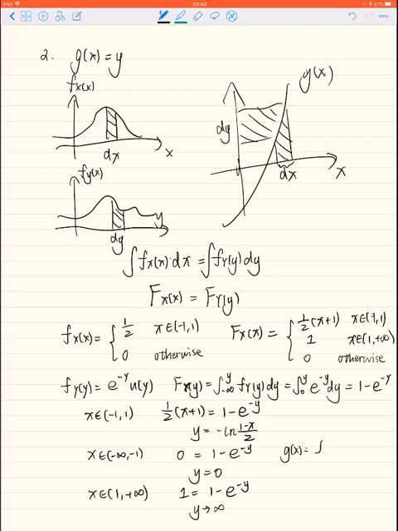And now we know that g(x) equals 0 when x is less than -1. And when x is ranging from -1 to 1, g(x) should be minus ln of (1 minus x) divided by 2. And when x is bigger than 1, g(x) equals infinity. And that's the answer of this question. That's all. Thanks.